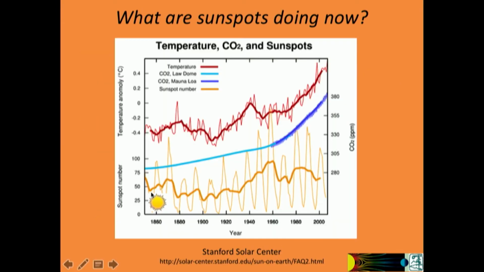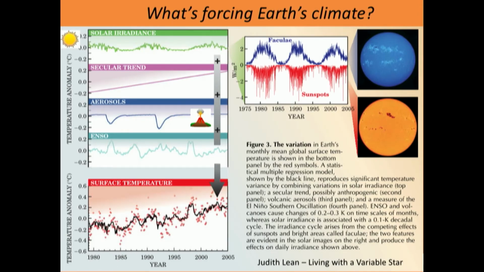Okay, here's the sun. Sunspot number is kind of correlated with the insolation. Temperatures going up, CO2 going up. They always go up together, no matter what the sun does, no matter what the Earth's orbit does. What is forcing Earth's climate?